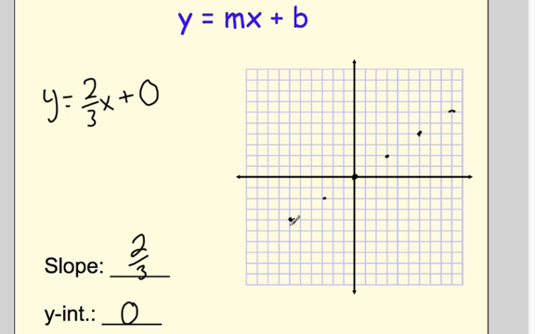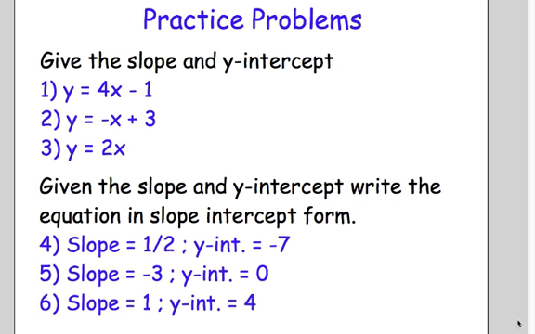Okay. So hopefully now you're getting how to figure out the slope and the y-intercept. Now, the last thing you have to do on your homework is solve some problems. I'm not going to give you the answers to these in the video. You're going to have to do them and then bring them into class. The first set of questions, there's 3 of them here. Given the equation y equals 4x minus 1, tell me what the slope and the y-intercept are. Given the equation y equals negative x plus 3, tell me what the slope and y-intercept are.